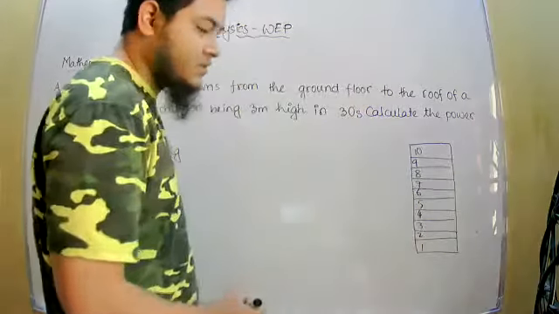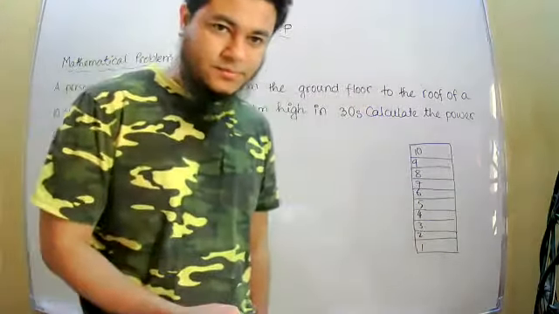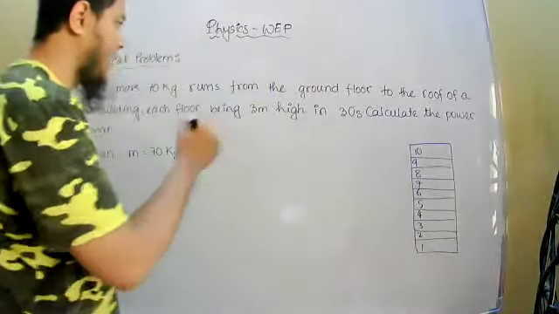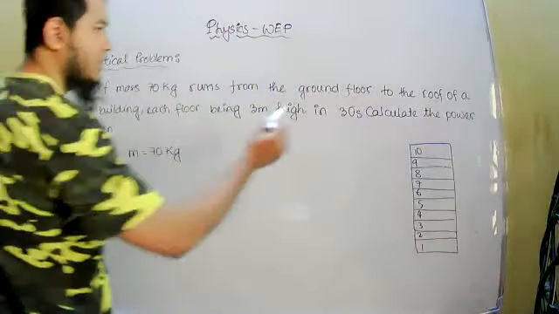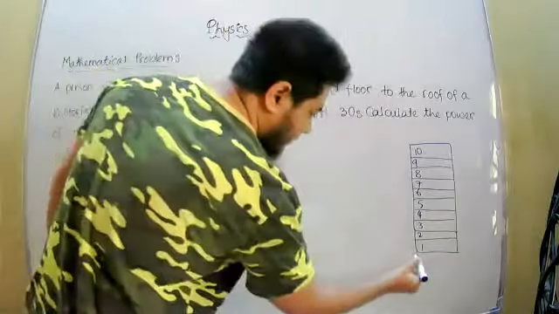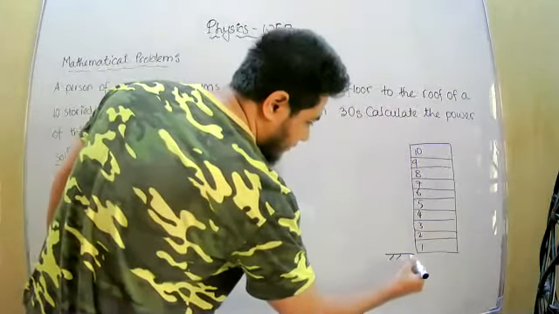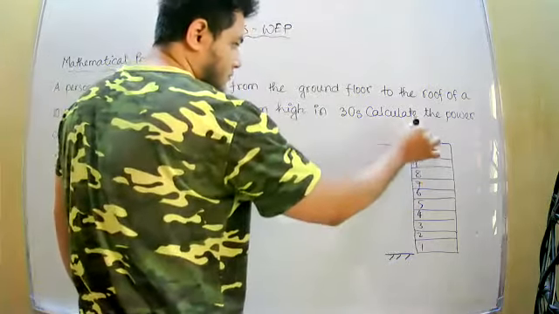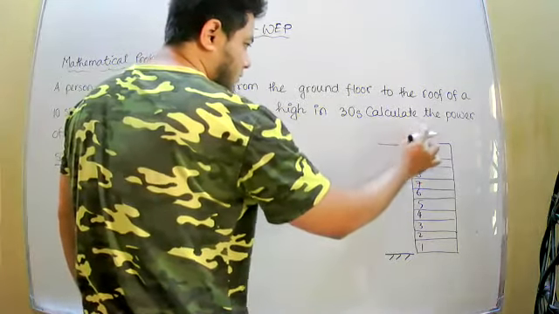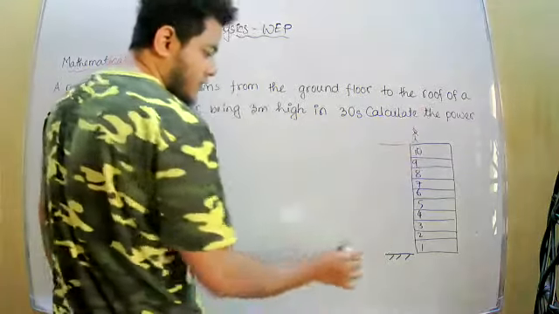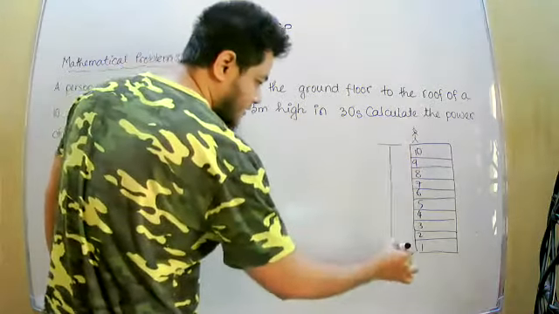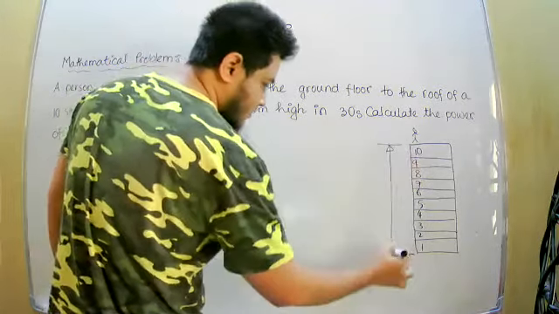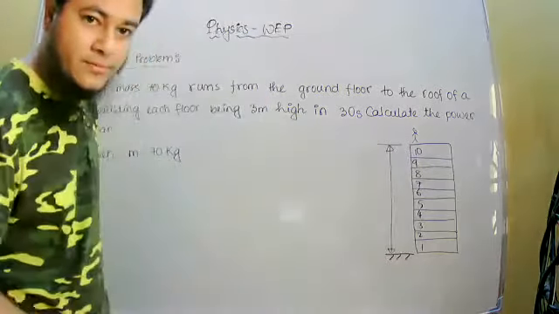So this is a 10-story building, right? So he ran from the ground floor to the roof. That means he was here on the ground, and now he is on the roof. Okay, he is on the roof. So what is the height he has covered? We need to calculate this height, right?